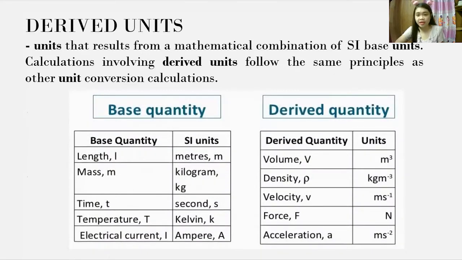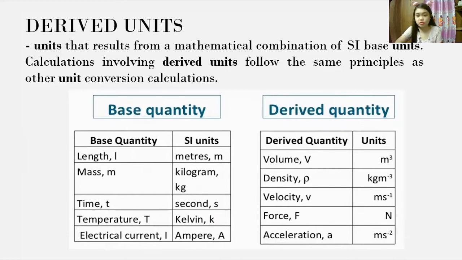Since I already discussed some examples of base quantities, here we have other examples of derived quantities. For volume, this is equal to the cube of the length, so the unit is meter cube. For density, this is equal to the combination of the unit of mass divided by the cubic unit of length. And then velocity, denoted as small v, is equal to meters per second, so length over time.